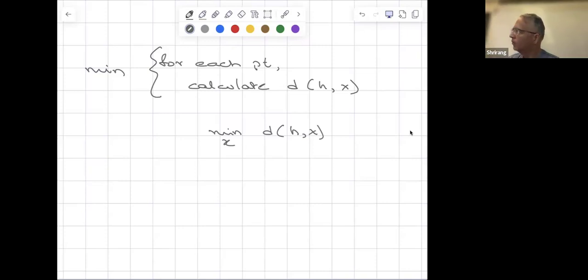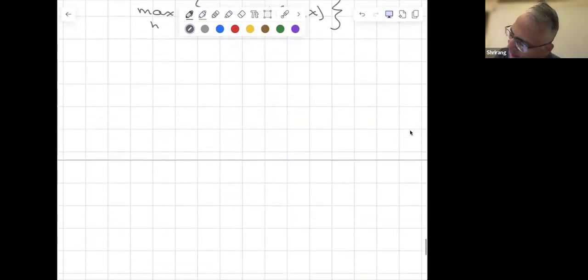Okay. For a fixed hyperplane, look at the minimum distance across all points. Right? And now, which is the hyperplane that I want? Out of all the hyperplanes, I want the one that maximizes this. See if you guys can wrap your head around it. We'll take an example, right?